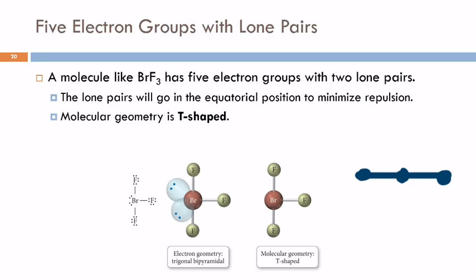If you turn that on its side, it looks like a T. So this is called T-shaped. Some of these names are really fancy, like bipyramidal and tetrahedral, and then some of them are just kind of dumb, like T-shaped and seesaw. Any questions?